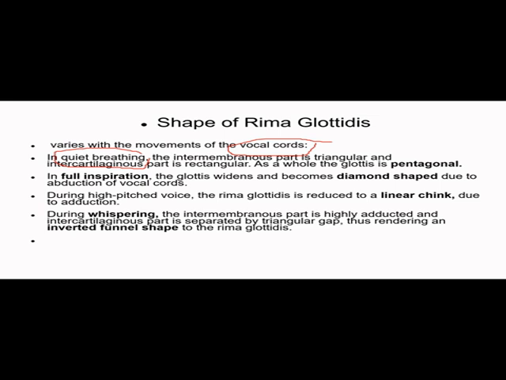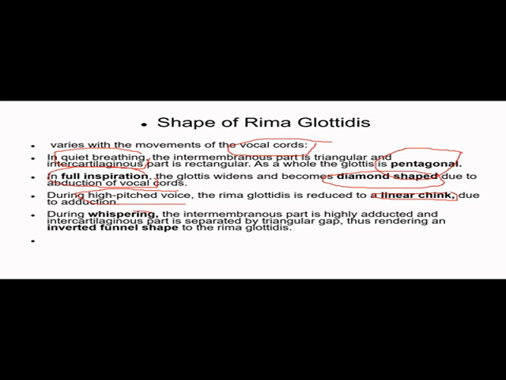So we will just go through this simply, the type of action and the type of shape. For quiet breathing, a pentagonal structure is formed, and in full inspiration a diamond shaped structure is formed. If there is a high pitched, high frequency voice, then just a linear, very thin line is formed due to adduction of the vocal cords. Adduction of the vocal cords means bringing both the vocal cords towards the midline.